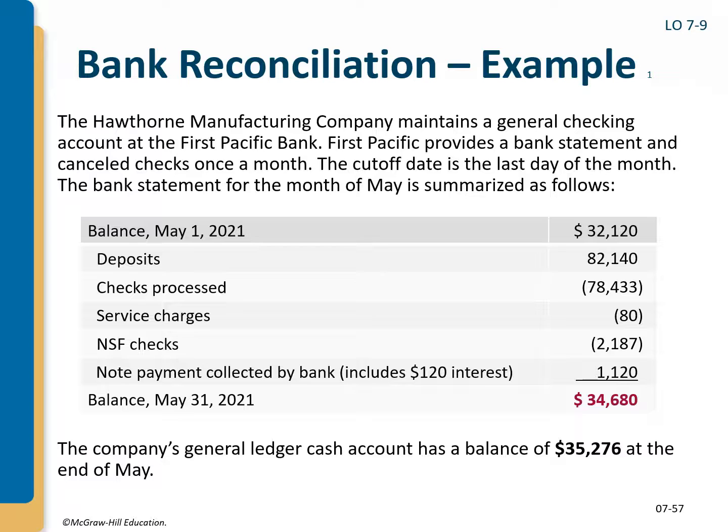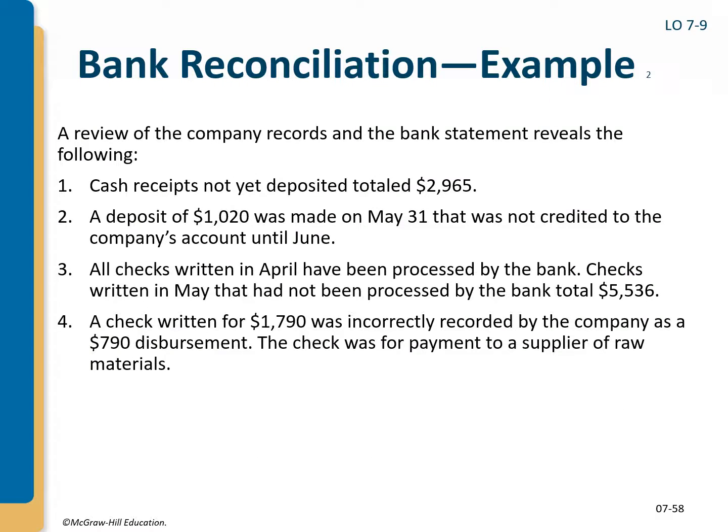Hawthorne grabs their general ledger cash account and sees their ending balance is $35,276 for the same time period. Well, if both knew everything and had it all recorded properly, those balances should be equal, but they don't. So they do a review, and here's what they find out. There were cash receipts not yet deposited in the bank of $29.65. So those are deposits not recorded or in transit. A deposit of $1,020. Wait, I'm sorry. Let me double check.